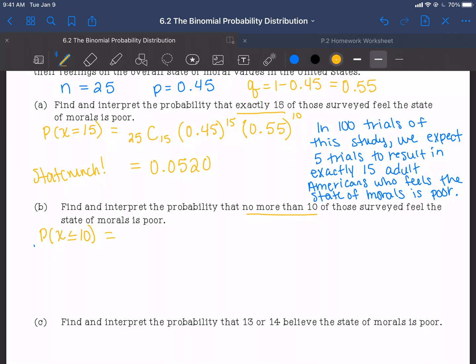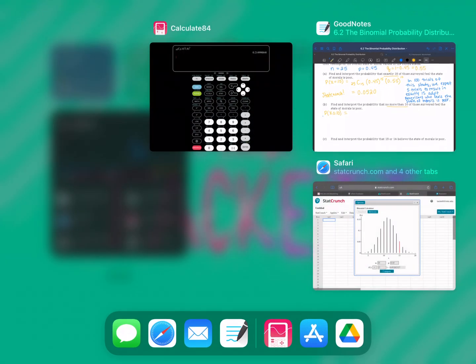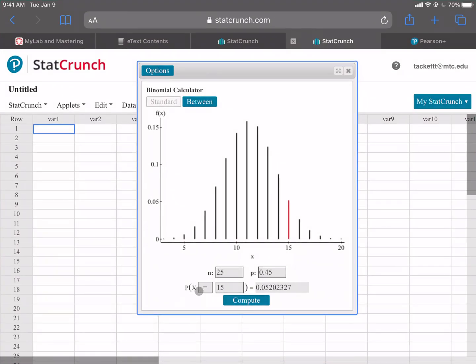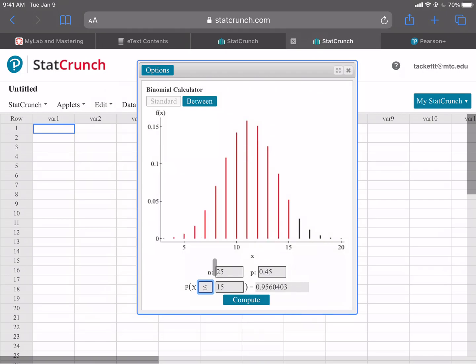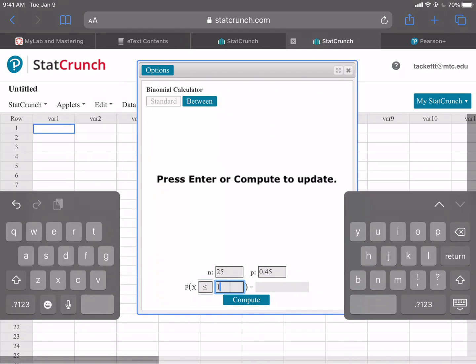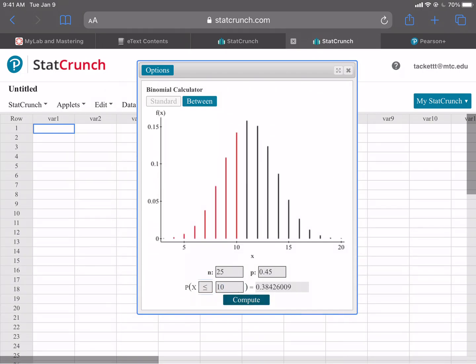So in StatCrunch, my n and my p stay the same. I'm finding the probability that x is less than or equal to 10. Compute, and that is 0.3843.